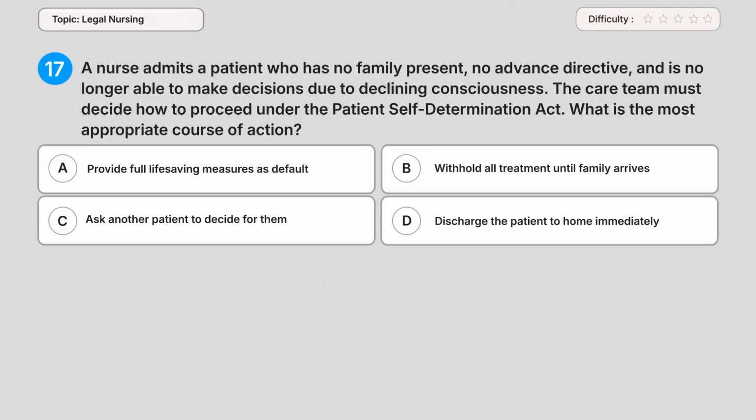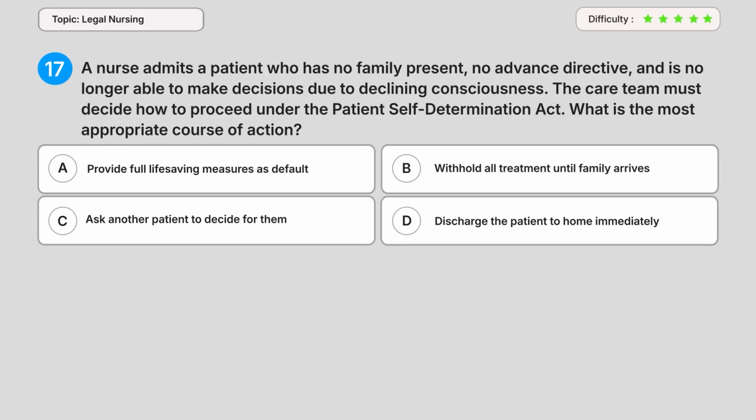Question 17. A nurse admits a patient who has no family present, no advance directive, and is no longer able to make decisions due to declining consciousness. The care team must decide how to proceed under the Patient Self-Determination Act. What is the most appropriate course of action?